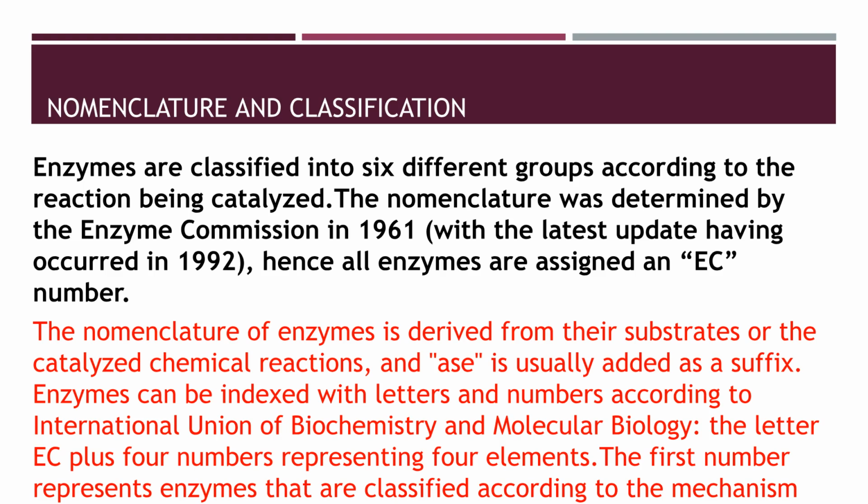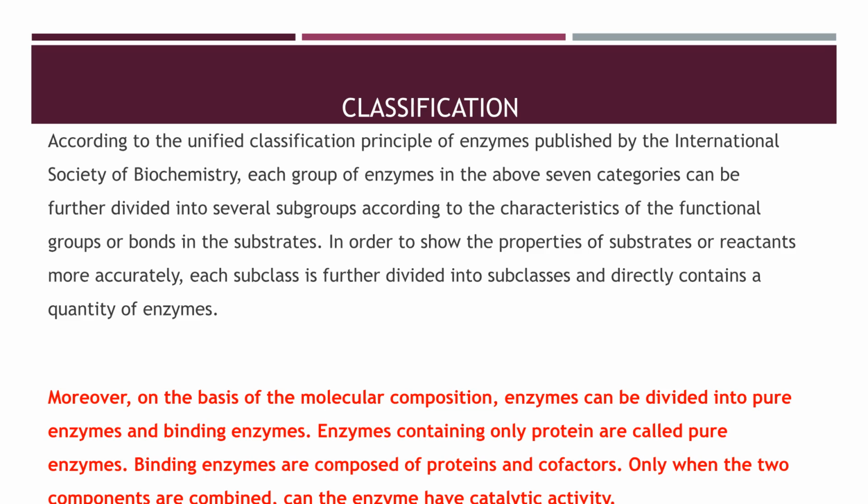Nomenclature is derived from substrates or catalyzed reactions, typically ending in -ase, and assigned an EC number with 4 elements. Enzymes are further classified into subgroups and subclasses based on functional groups or bonds in substrates. They are also categorized by molecular composition into pure enzymes, consisting only of protein, and binding enzymes, which require protein and cofactors for catalytic activity.